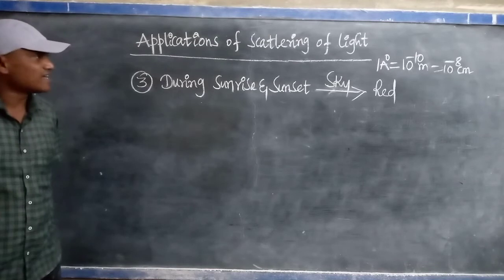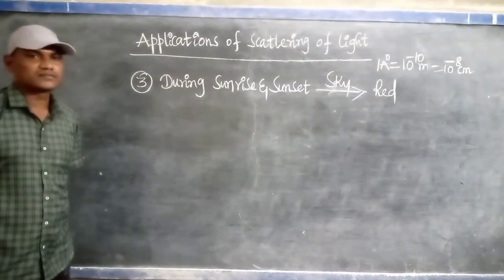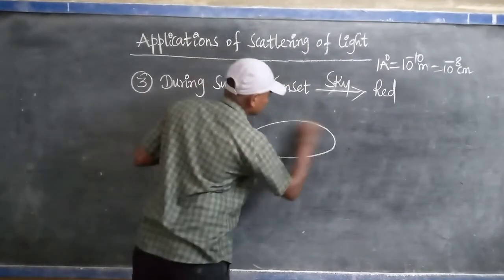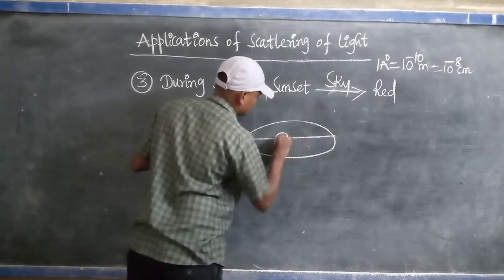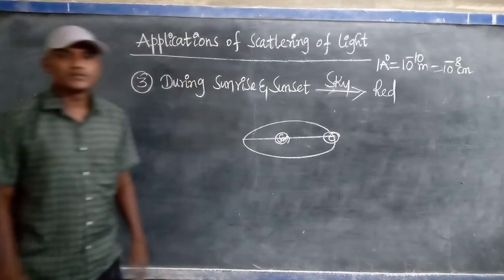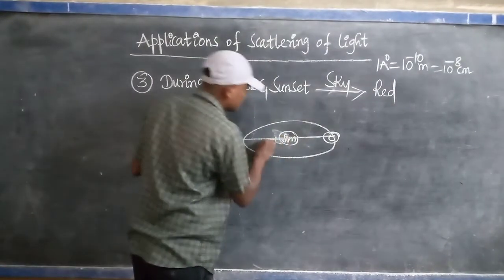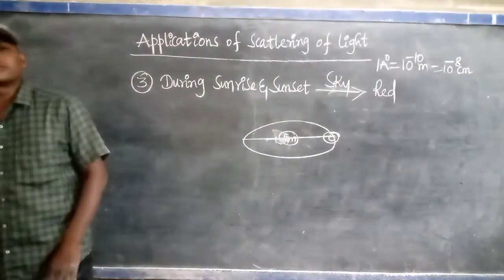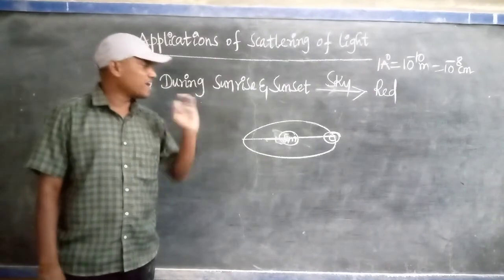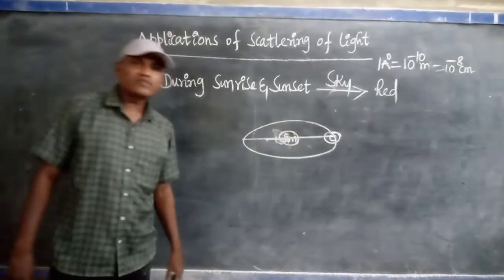During sunrise and sunset, why does the sky appear reddish in color? That you know very clearly. So during the sunrise and the sunset, the Earth appears far from which one? The Sun. That is nothing but the distance is maximum from the Earth to the Sun during the sunrise and the sunset. So what will happen?